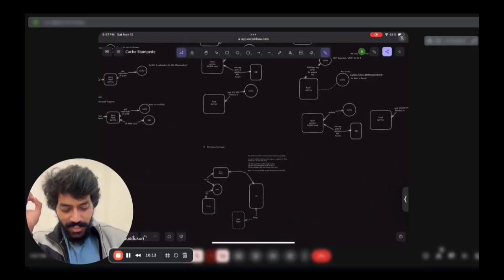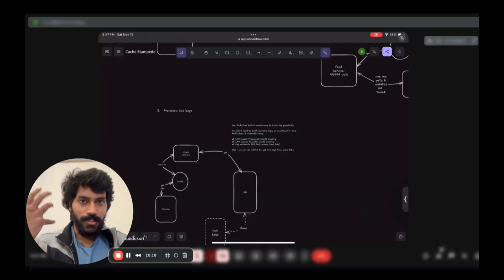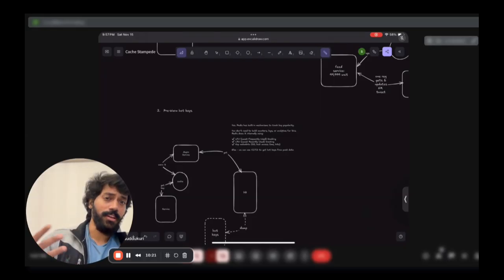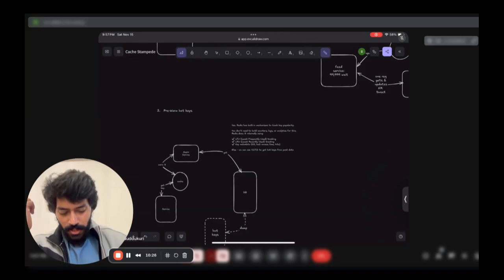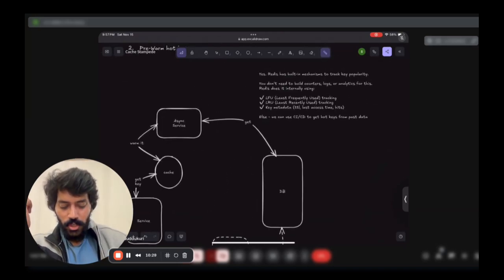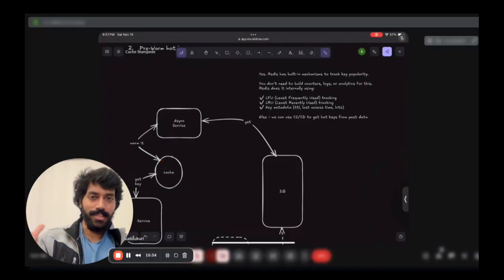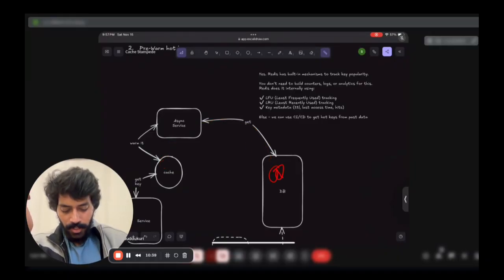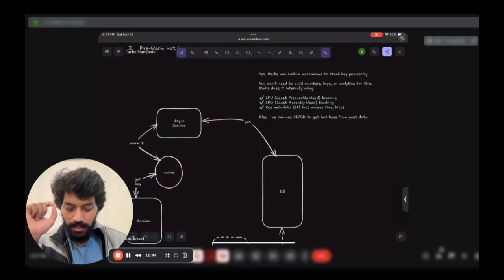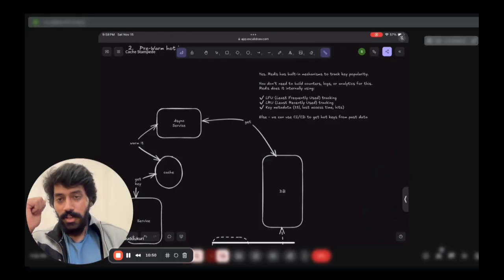The second technique is called pre-warming hotkeys. Imagine your hotkey is expiring after 60 seconds. You can have a cron job at 50 seconds that looks for the hotkeys and pre-fills them. To elaborate, you have an async job that looks at the cache and understands which hotkeys are going to expire in the next few seconds. It goes to the database, gets that data, and pre-warms the specific cache.